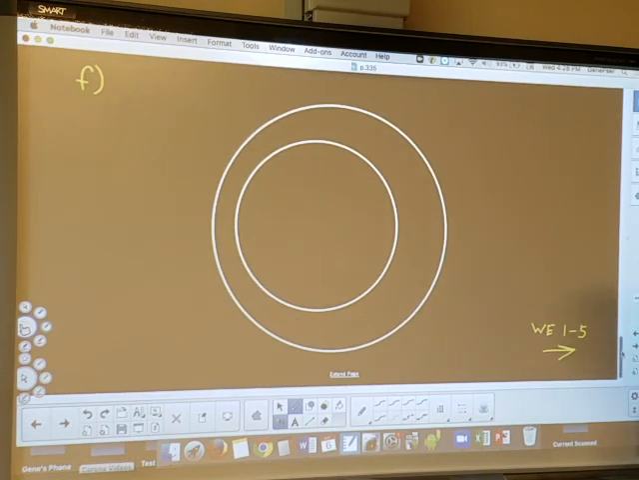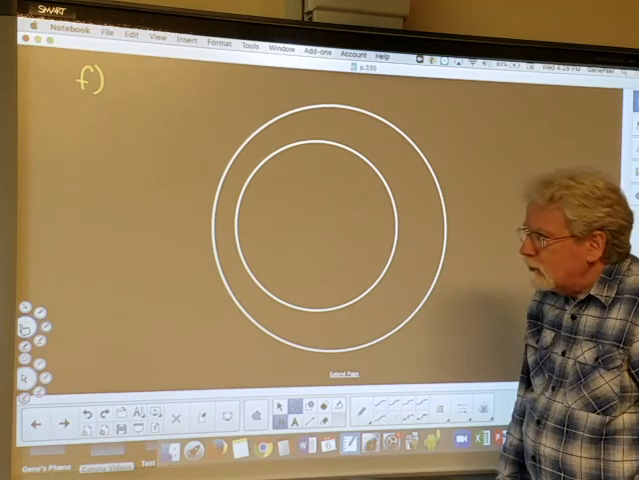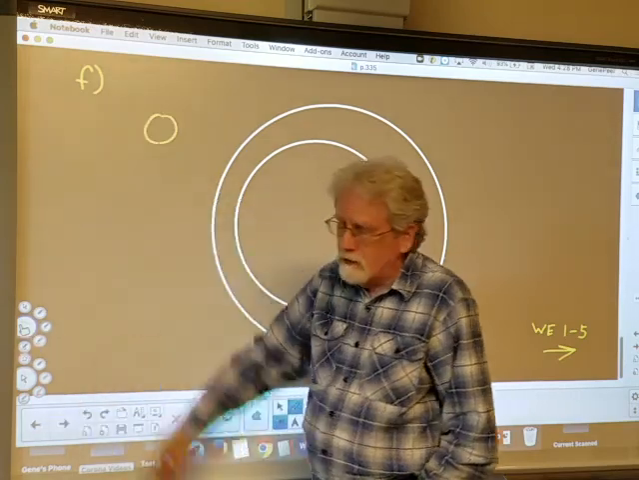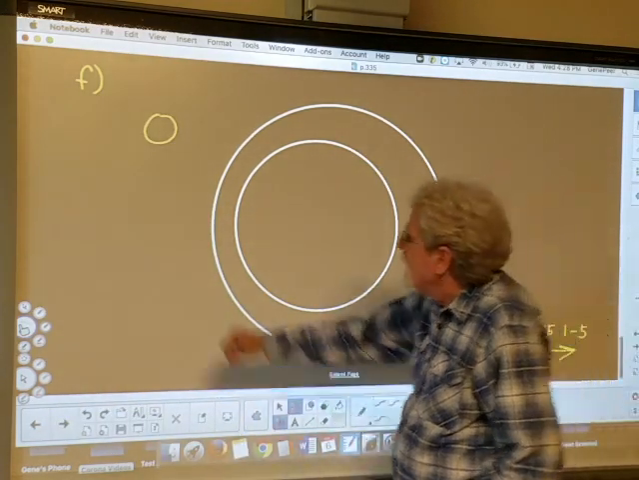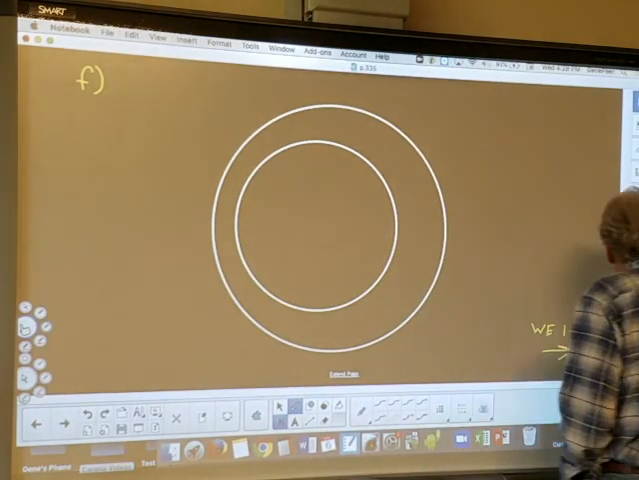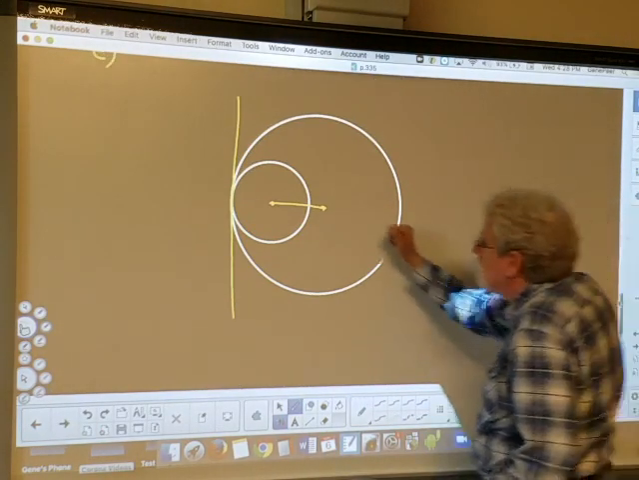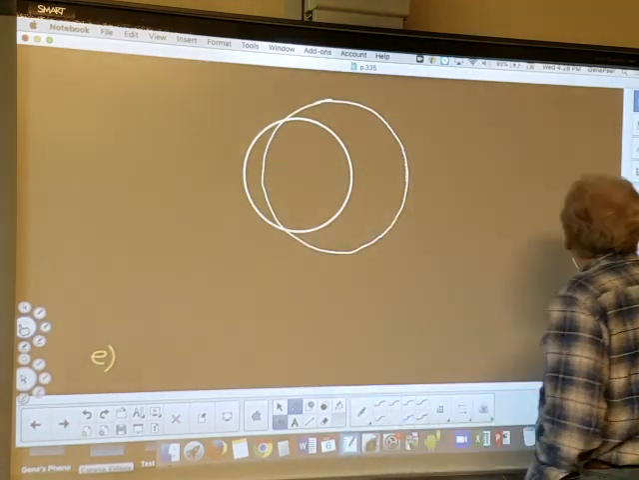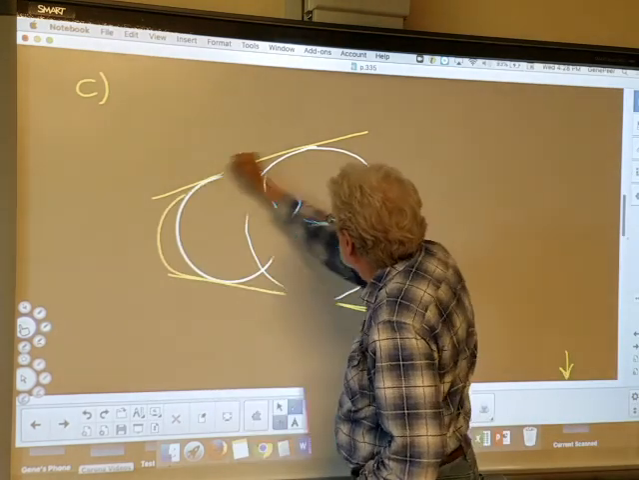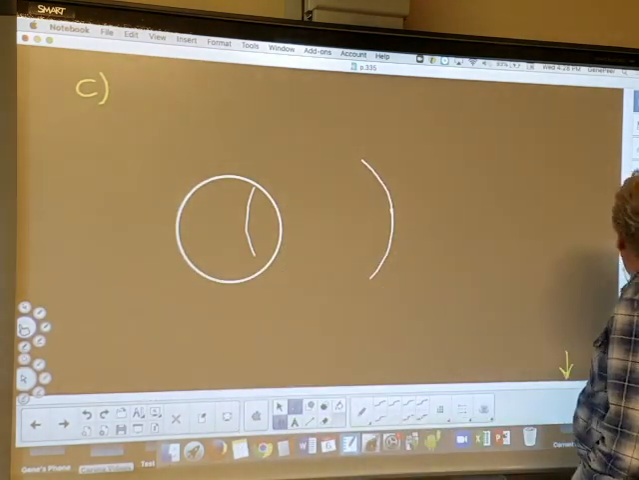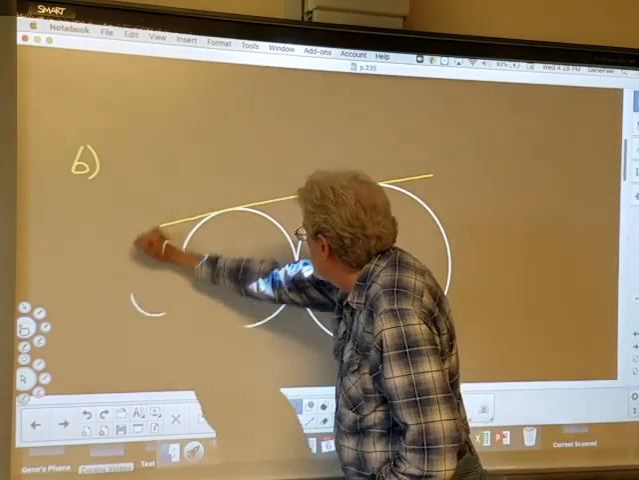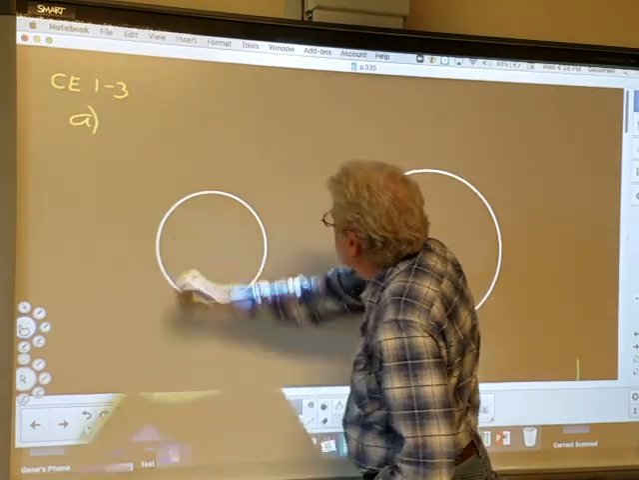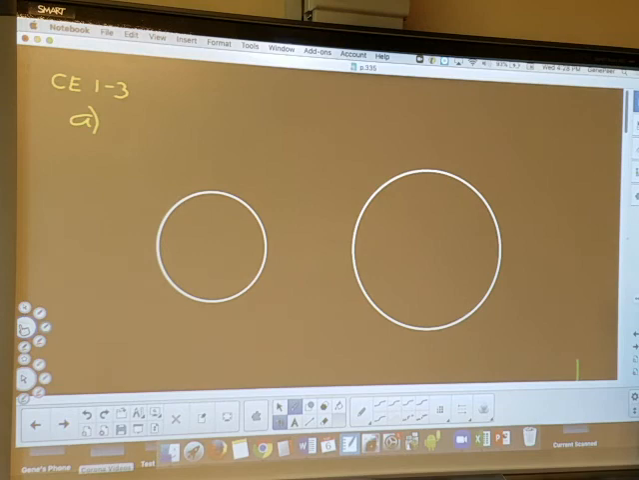And what about this one? There's no way you can draw any tangent lines at all to these two circles. So we have zero common external tangents. Now we go back and we repeat the whole thing for our common internal tangents.